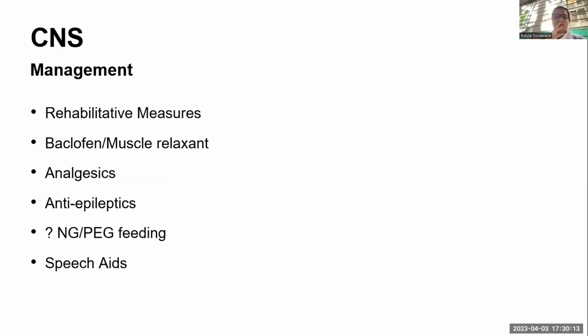Next slide, please. So management wise, you need to remember that rehabilitation works for all the diseases. It's not just for the nervous system or cardiorespiratory, it goes across the board in all organ failure. So rehabilitative measures would be important and would help manage symptoms better. So always remember, if it's not given, give a physiotherapy referral. They do wonders in helping the patients.